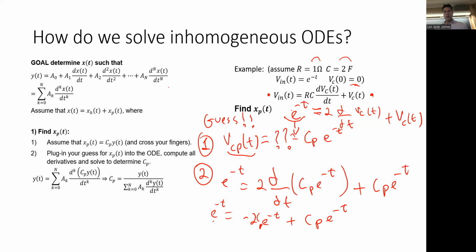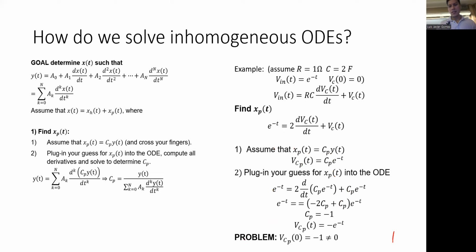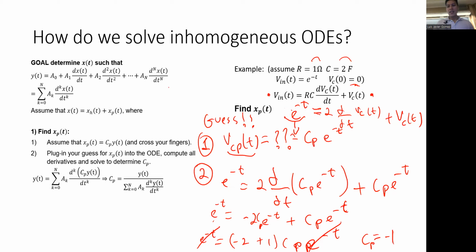Okay, so at this point, can anyone tell me what Cp is? Or is it clear to everyone? So what can I do to this equation here? Yeah, so we can factor the Cp out, and then we get e to the negative t equals negative 2 plus 1 Cp e to the negative t. And then the e to the negative t's cancel. So now negative 2 plus 1 is negative 1, so Cp is equal to negative 1. Is that correct? Yeah, perfect. Okay, good. So Cp is equal to negative 1.